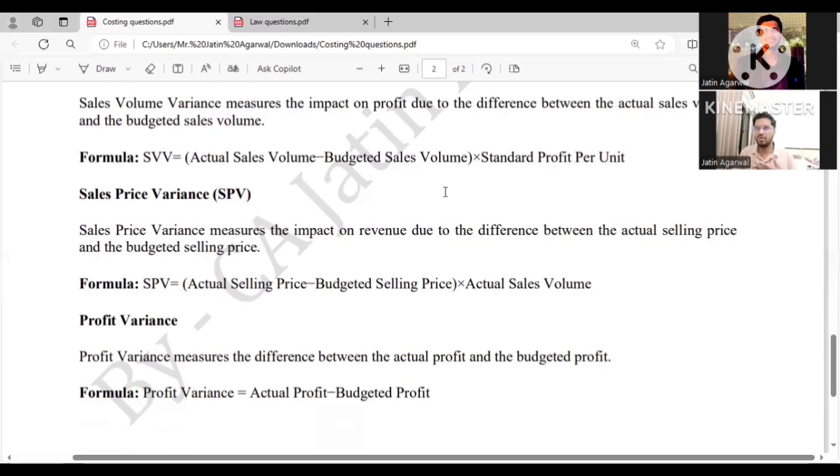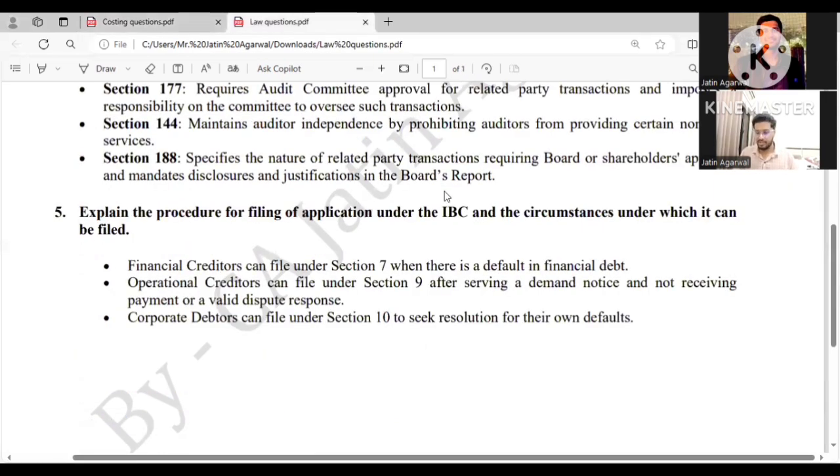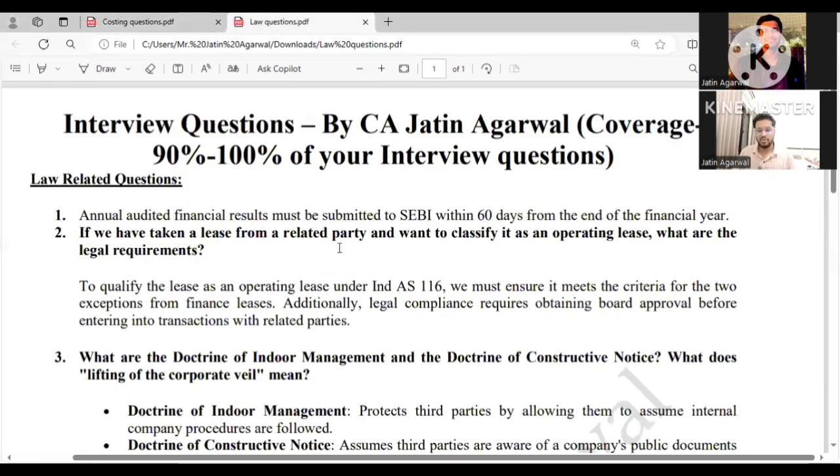So moving to law related questions which are asked in various industry interviews, right? These questions are like, first question, in how many days at the end of financial year we need to submit the financials to SEBI? So it is 60 days from the end of financial year.